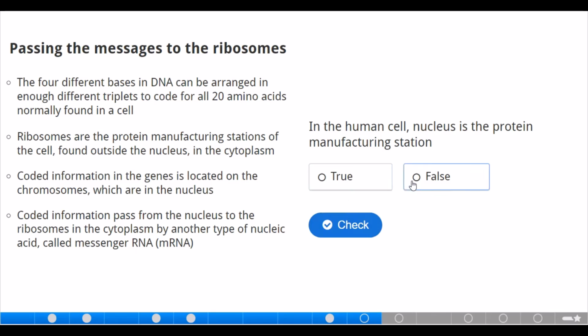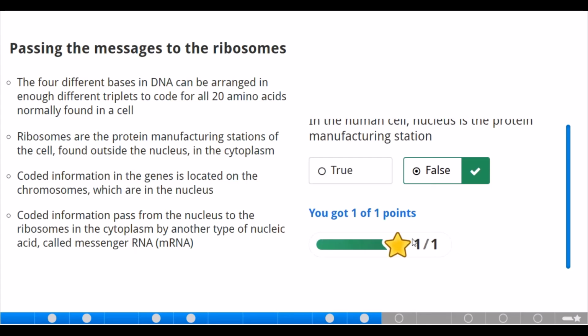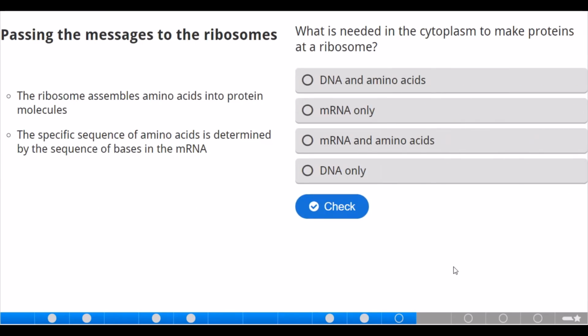In the human cell, the nucleus is the protein manufacturing station. True or false? False. Ribosome is the protein manufacturing station, not the nucleus. The ribosome assembles amino acids into protein molecules, and the specific sequence of amino acids is determined by the sequence of bases in the mRNA. What is needed in the cytoplasm to make proteins at a ribosome? We need the mRNA and amino acids.